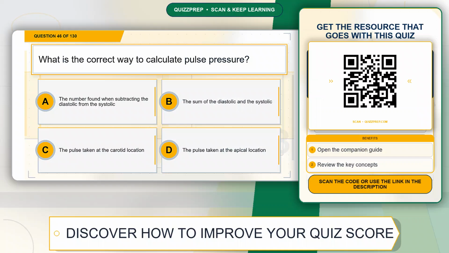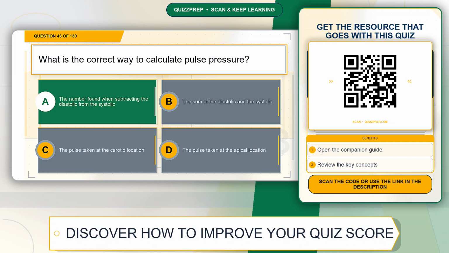Question 46. What is the correct way to calculate pulse pressure? Option A, the number found when subtracting the diastolic from the systolic. Option B, the sum of the diastolic and the systolic. Option C, the pulse taken at the carotid location. Option D, the pulse taken at the apical location. The correct answer is option A, the number found when subtracting the diastolic from the systolic.